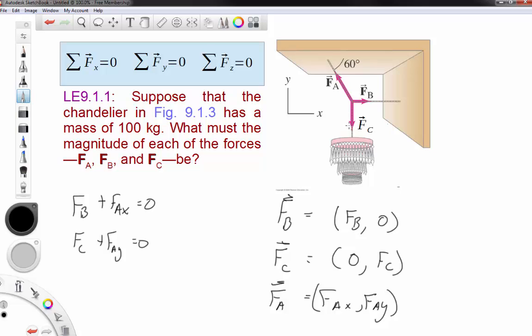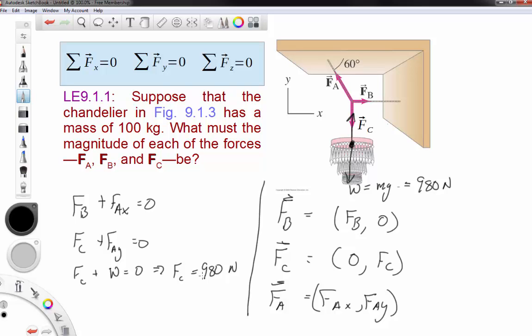All right, well, the other thing is that FC must be creating equilibrium for this chandelier. And the chandelier has a weight, which is the mass of the chandelier times the gravitational acceleration. So that's basically going to be 980 newtons. And so we can say FC plus the weight, or the force of gravity, is equal to 0. Therefore, FC is 980 newtons. Again, we're just solving for a magnitude there. Okay, so that is FAY.